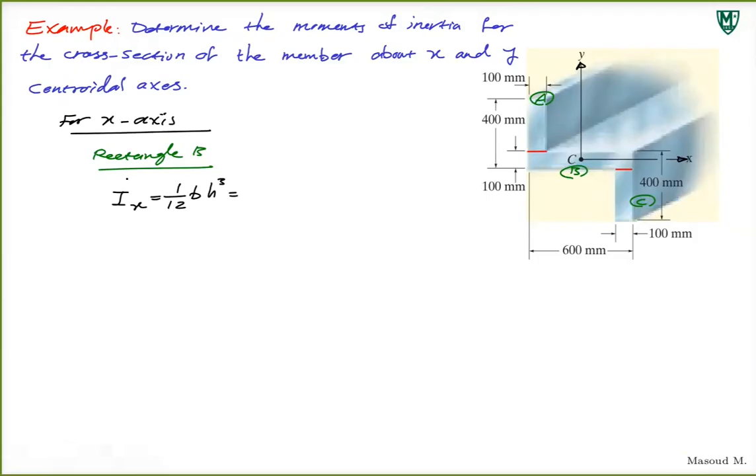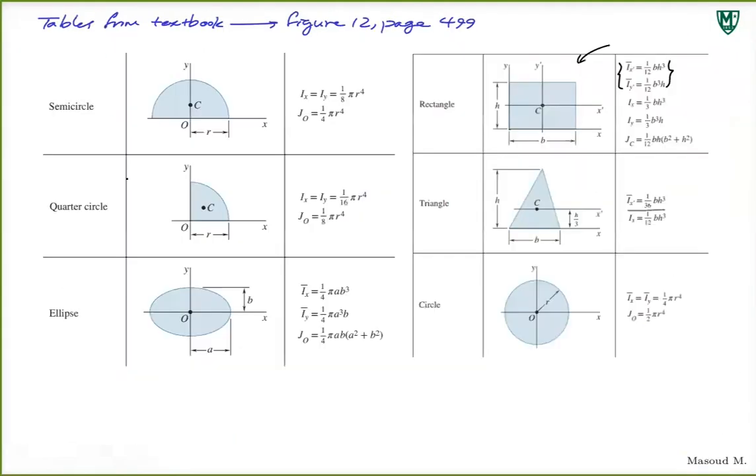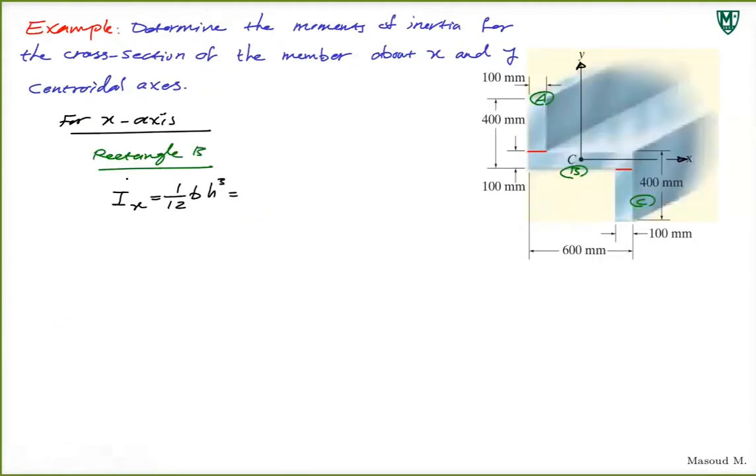I need to know width and I need to know height for this rectangle based on this table. B is this, H is this. So for this rectangle, what is B, what is H? Rectangle B, the one that is separated in the middle. Base is 600 millimeters and height's 100.